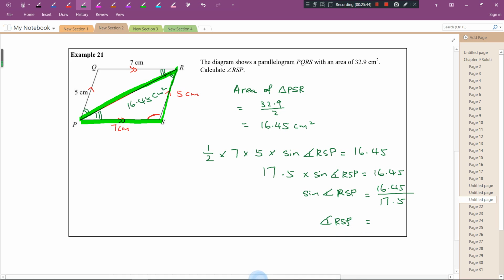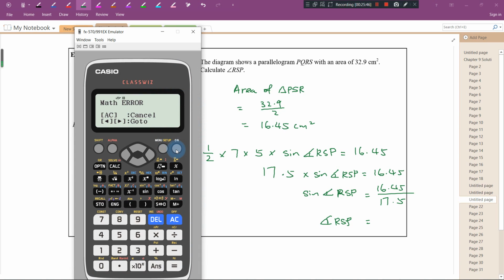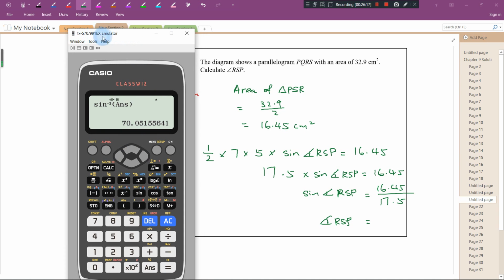Okay, now this time should be okay. 16.45 divided by 17.5, equal. Then we want to take the inverse sine of this answer, right? Shift sine answer. Okay, we get this answer, but don't write this answer. This is not correct. Why?